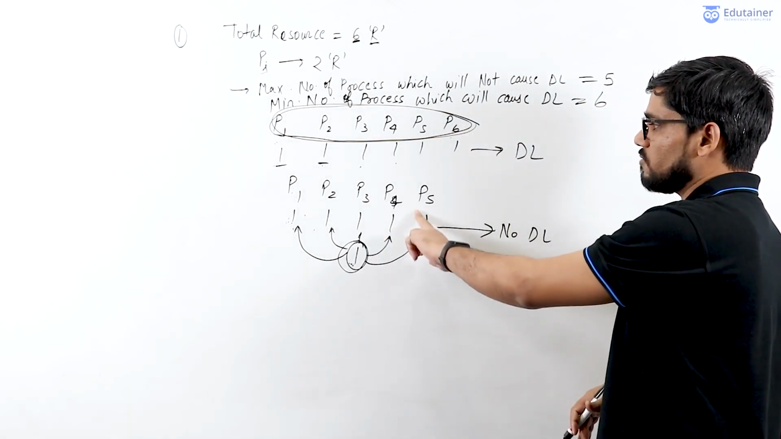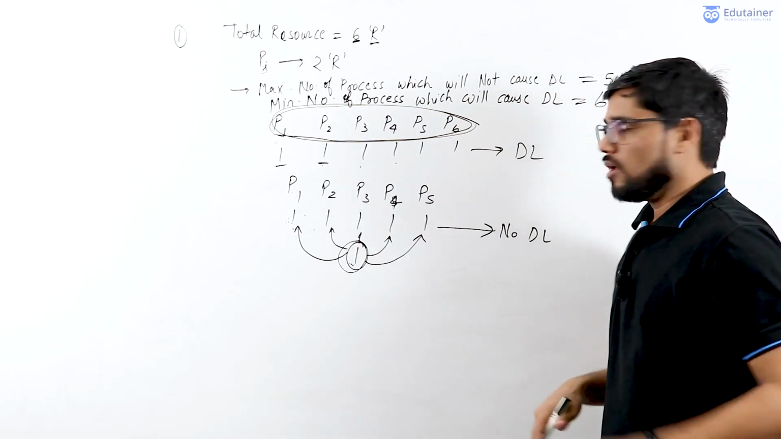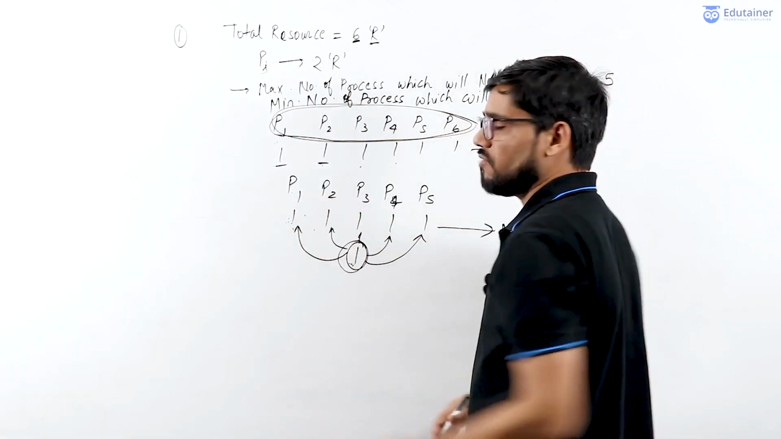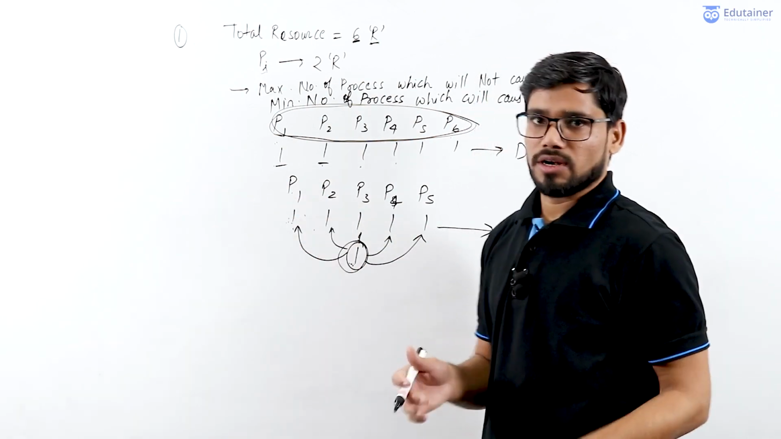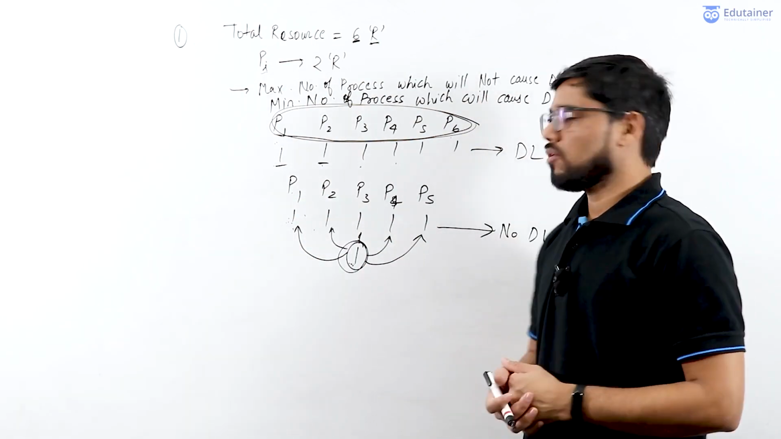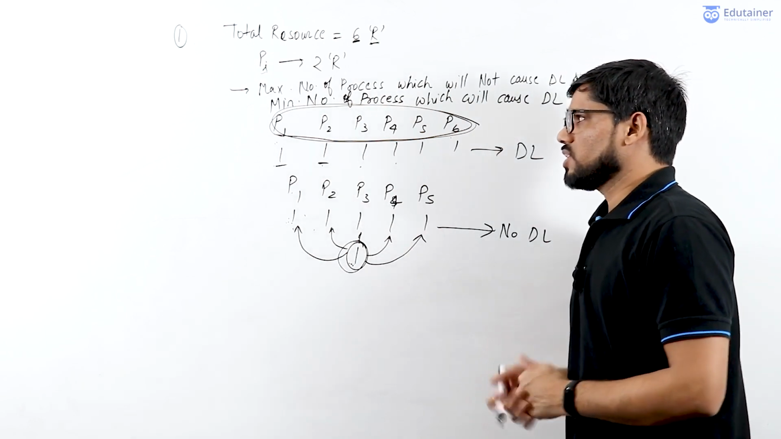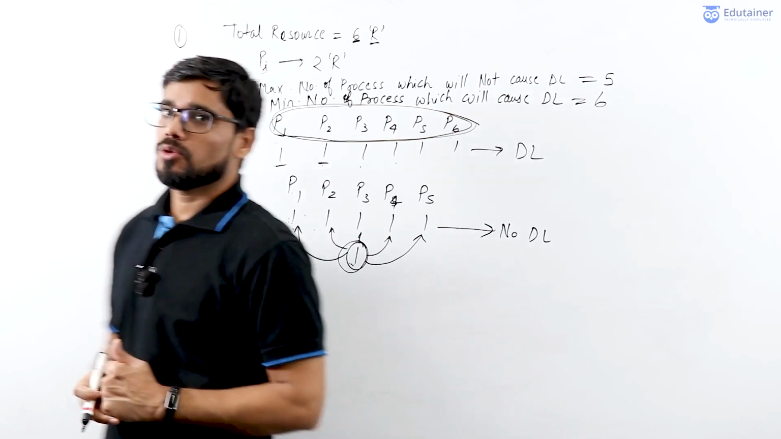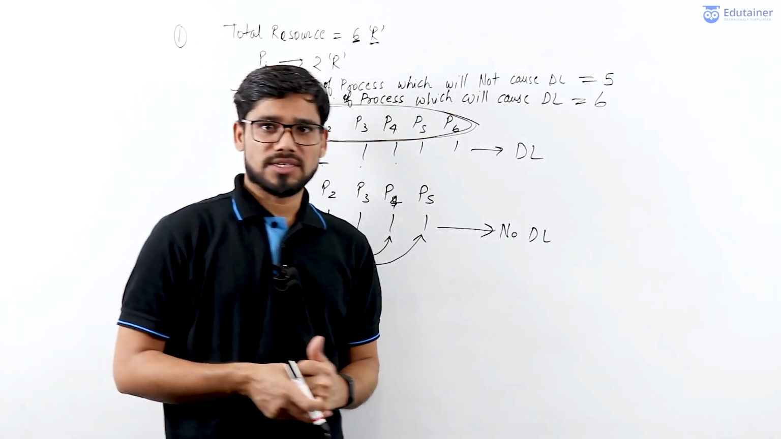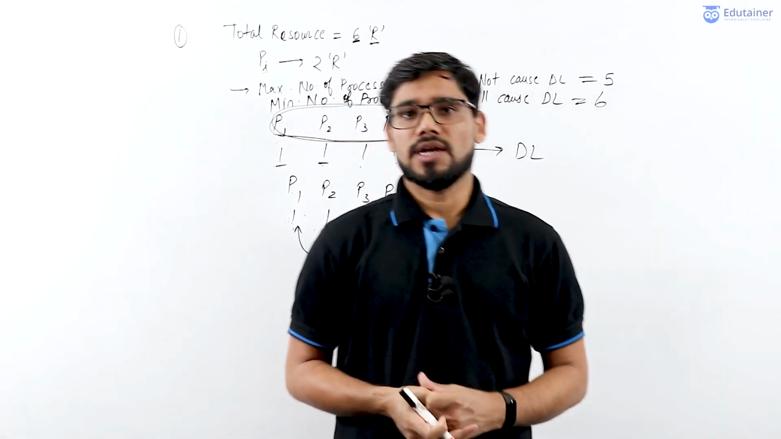And the maximum is 5, where deadlock does not occur. If we use 4 processes, then deadlock will definitely not occur. If we use 3 processes, then deadlock will definitely not occur. This type of question is asked in the GATE exam. In the next video we will see the various strategies which are required to handle the deadlock problem.